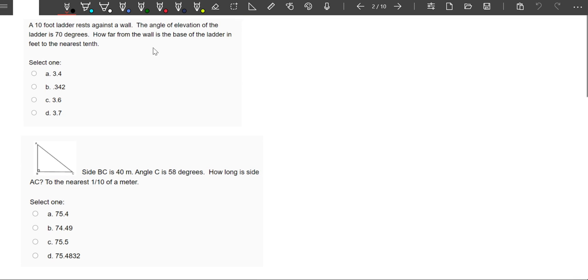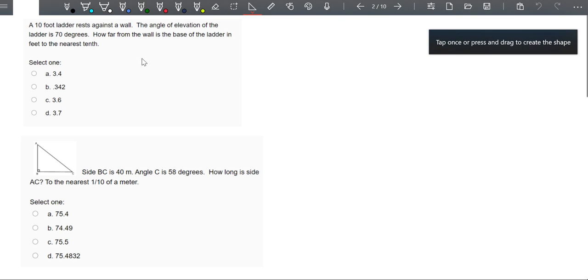Okay, we're on the third question here. A 10-foot ladder rests against a wall. The angle of elevation of the ladder is 70 degrees. How far from the wall is the base of the ladder?